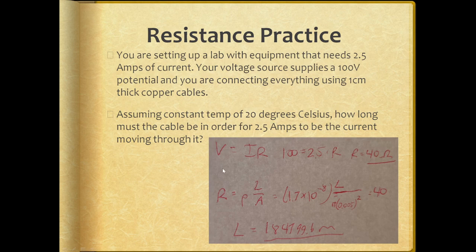Notes contain another example of just utilizing R equals rho times L over A. In this specific case, as just an additional example, you're setting up a lab. You have equipment that needs 2.5 amps of current. You're going to supply 100 volts to it, and you're connecting everything using cables of a certain thickness. If you assume a constant temperature of 20 degrees Celsius, how long must your cable be for the 100 volts to specifically have 2.5 amps moving through it?